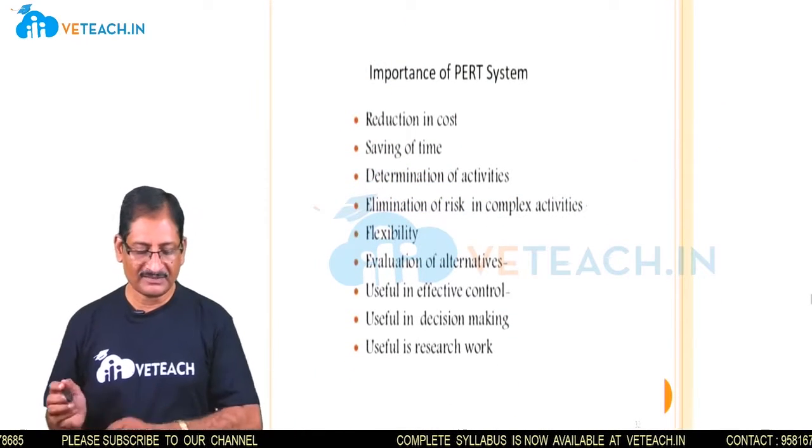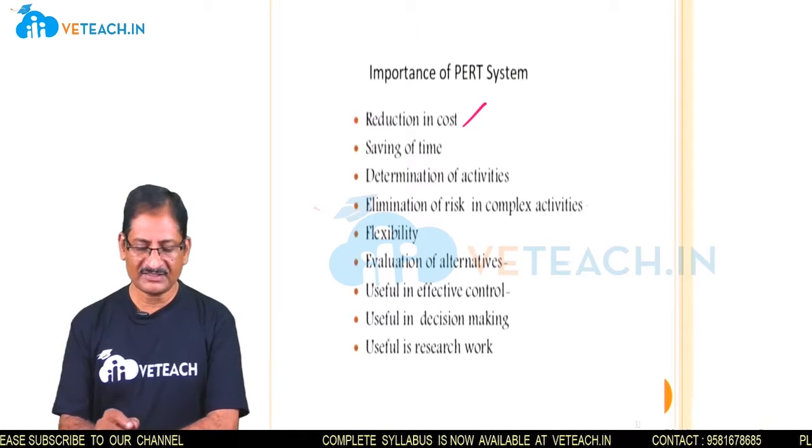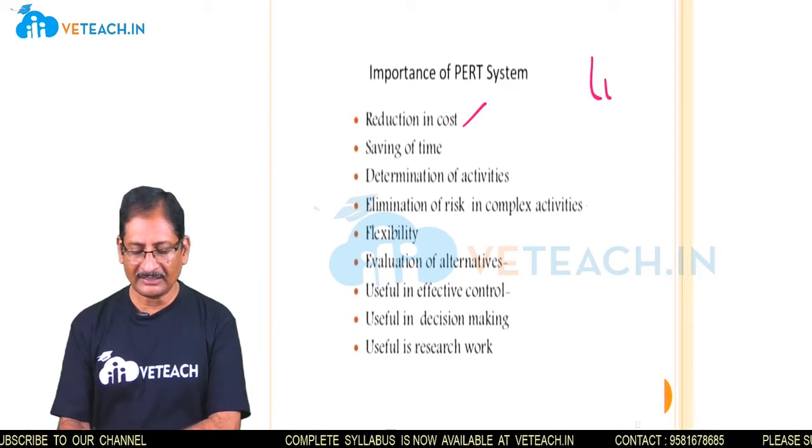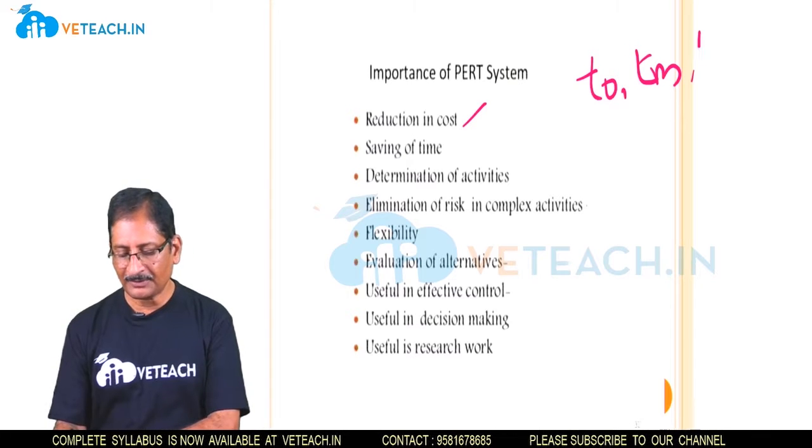The importance of the PERT system is reduction in cost. By using the PERT system, we use three time estimates: the optimistic time, the most likely time and the pessimistic time.